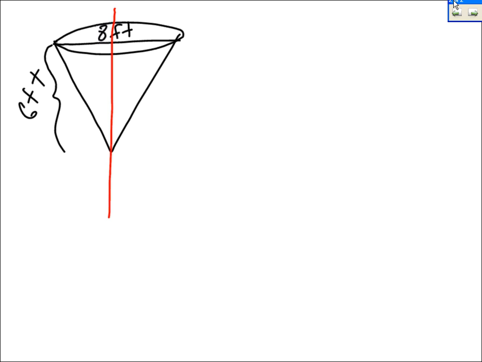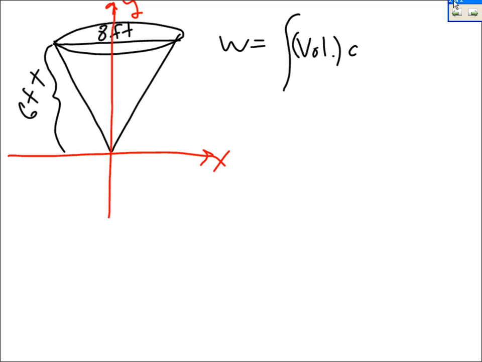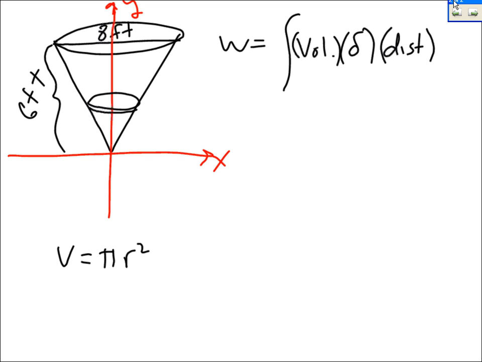So regardless of that comment, I would still put some coordinates down, the x and the y axis. And we know that the work is equal to the integral of the volume times the density times the distance that the water is being moved. So let's look at a particular slab. Let's look at that one. What's the volume? Well, it's a circle. It's pi times r squared, and it has thickness dy. That's the change in that volume.